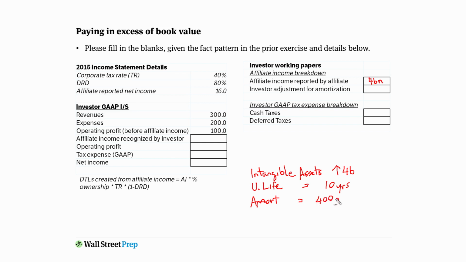So what we are recognizing is not $4 billion, but rather an adjustment down. We have to adjust to reflect this excess amortization. So really what we are going to recognize is income not of $4 billion, but income of $3.6 billion. And notice all of the work is happening on the internal working papers, but what's being represented on the Google income statement is going to be this net figure of 3.6. So operating profit is 103.6.